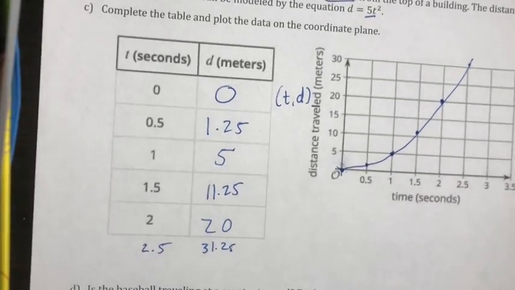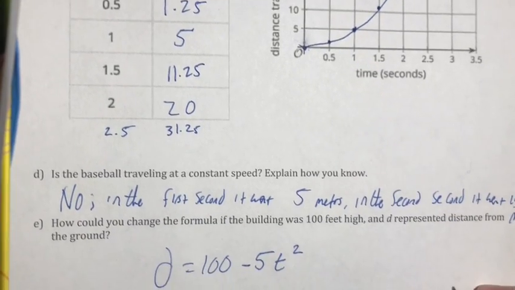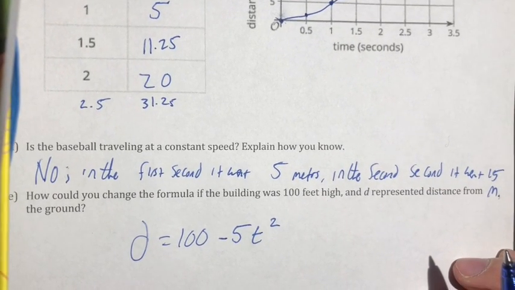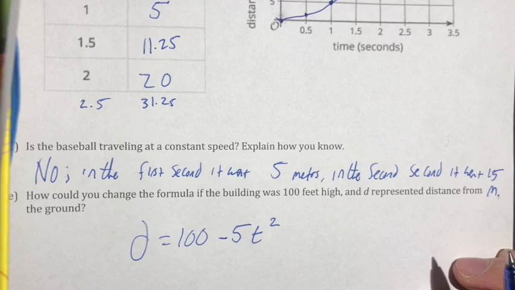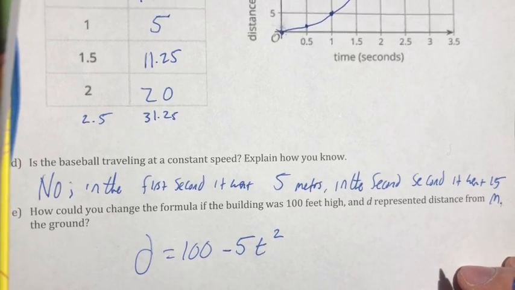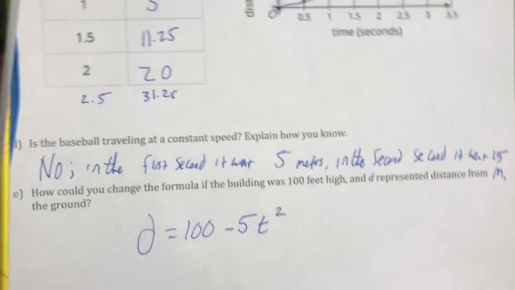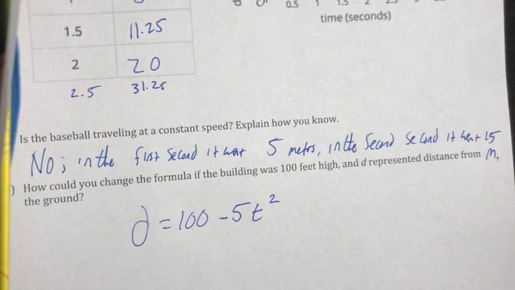All right, here we go. Here's what you should have gotten. In the first second it went 5 meters. Then in the second it went 15 meters. You could use any 2 different points there. Here's your formula. All right?